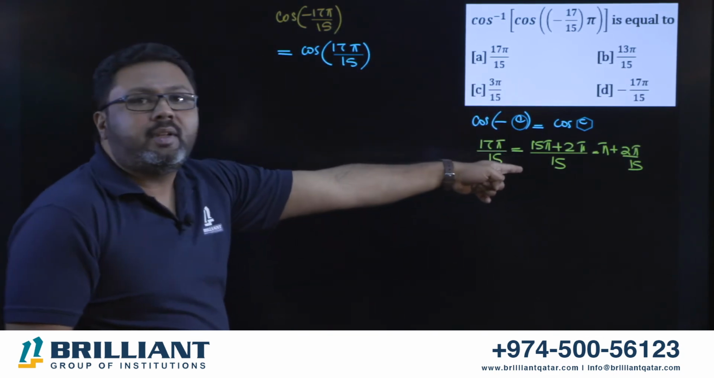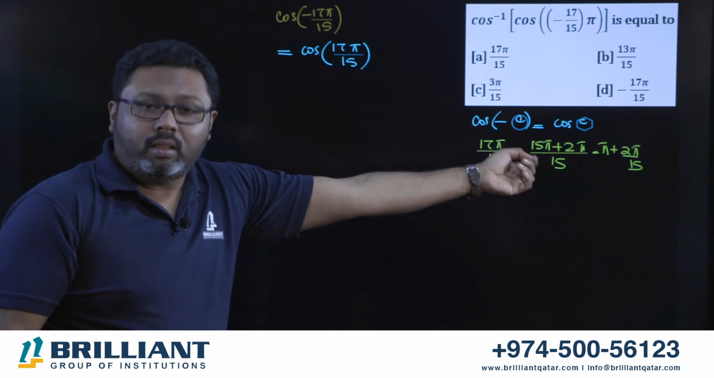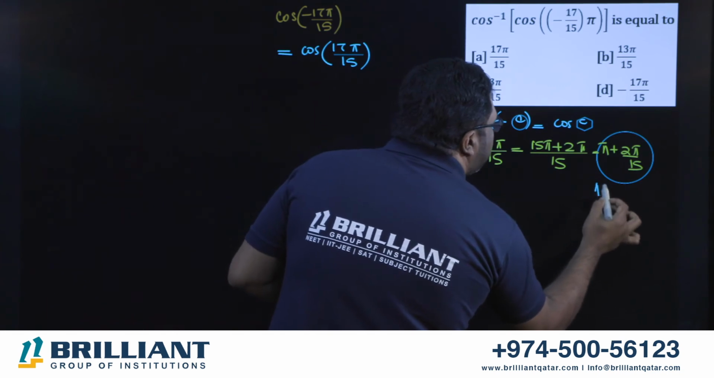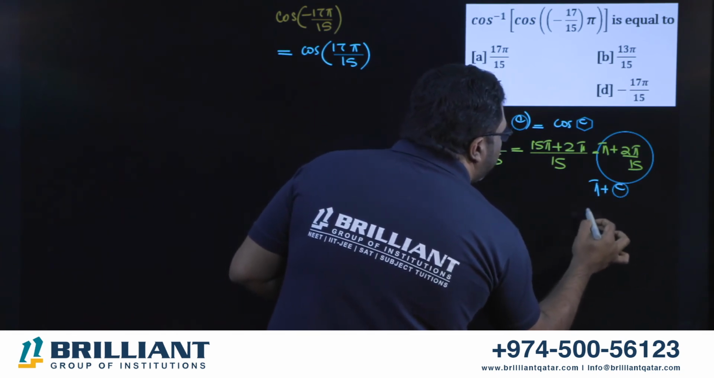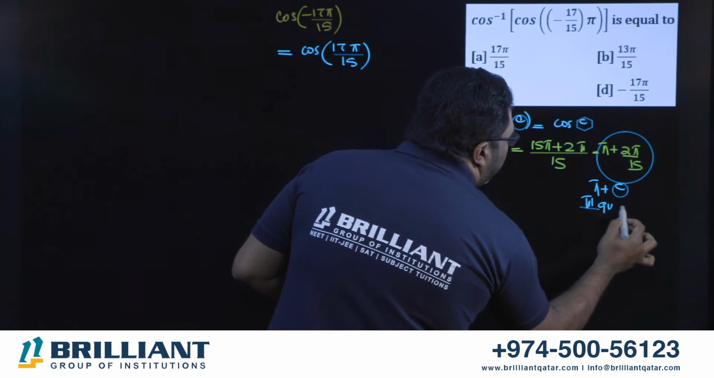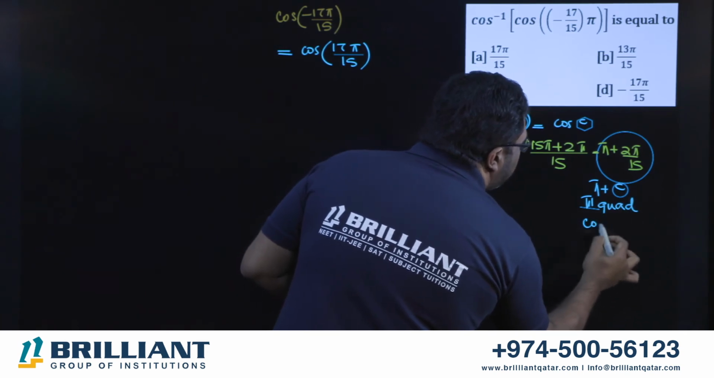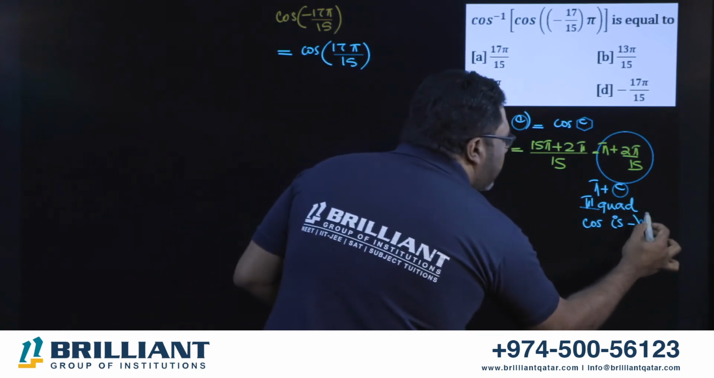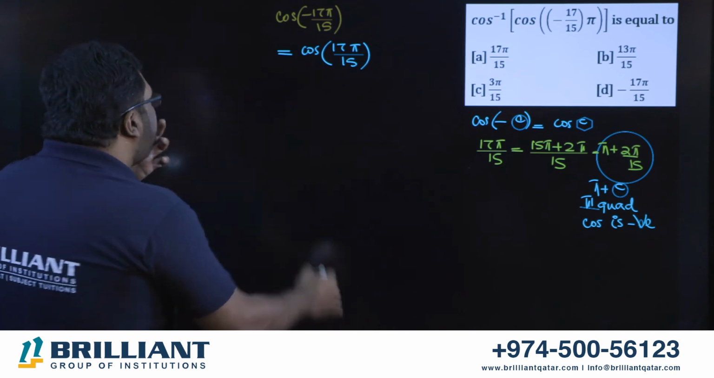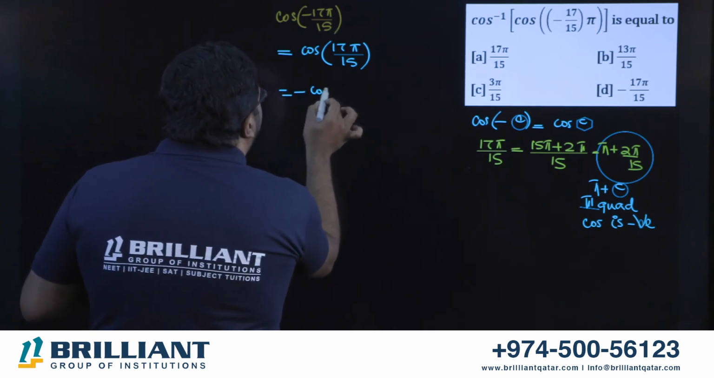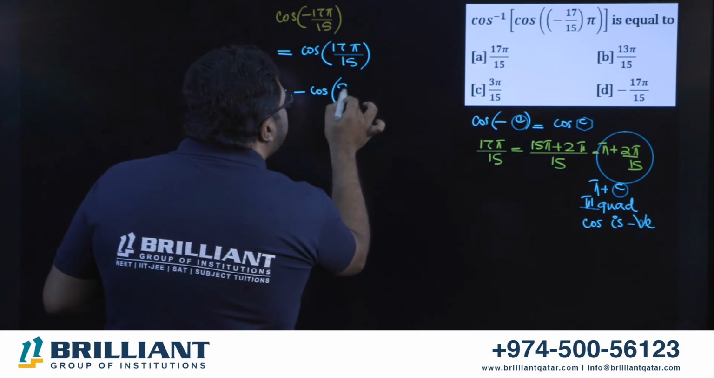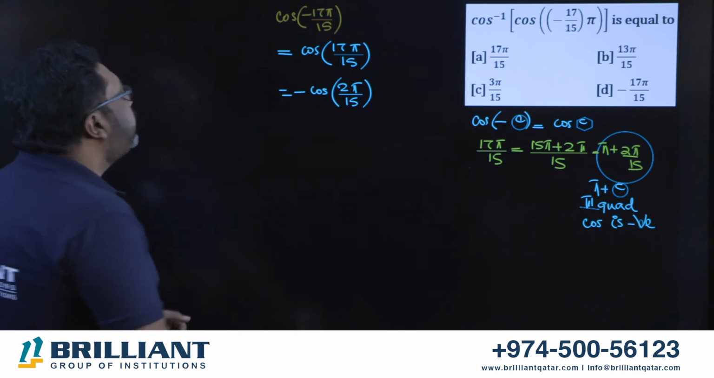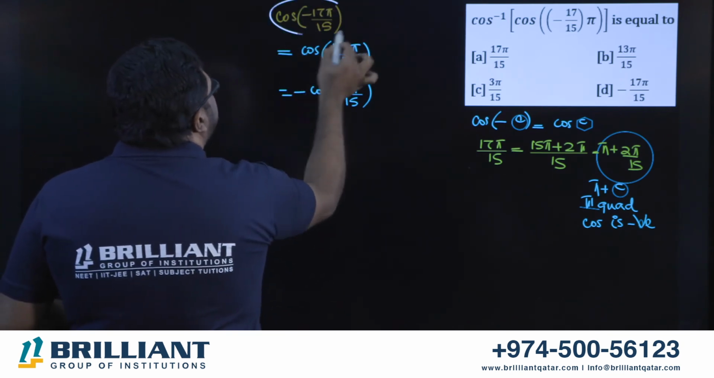Pi plus 2 pi by 15, second quadrant or third quadrant? Third quadrant, right? Yes, pi plus theta, it's the third quadrant. And what happens in the third quadrant? Cos is negative. So this answer is going to become minus cos of the angle 2 pi by 15, minus cos 2 pi by 15. Now this expression is simplified.